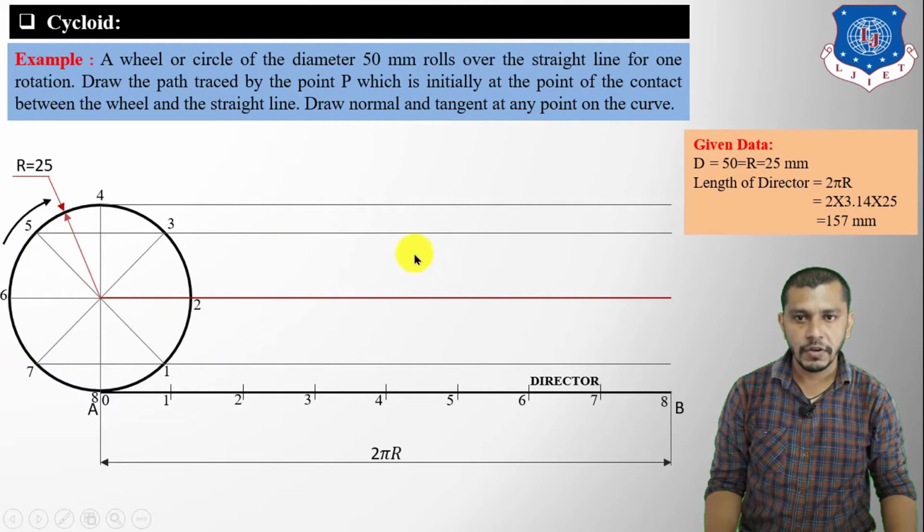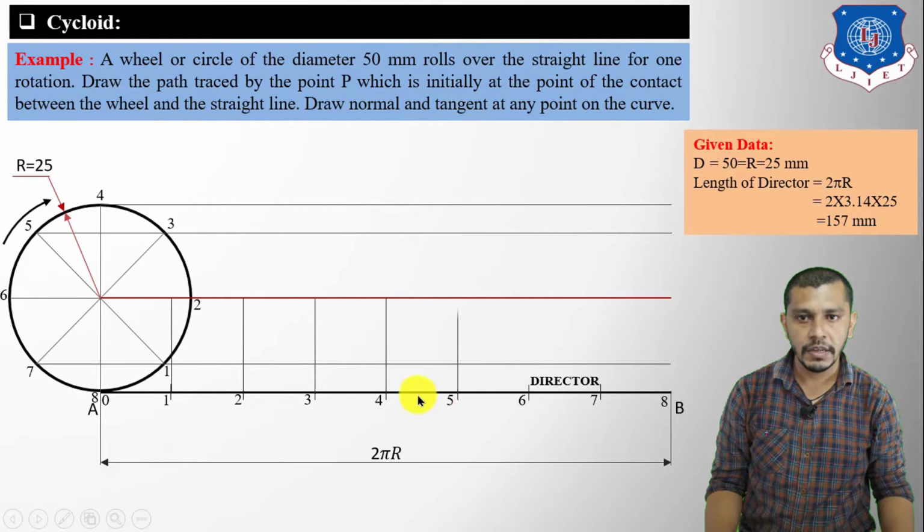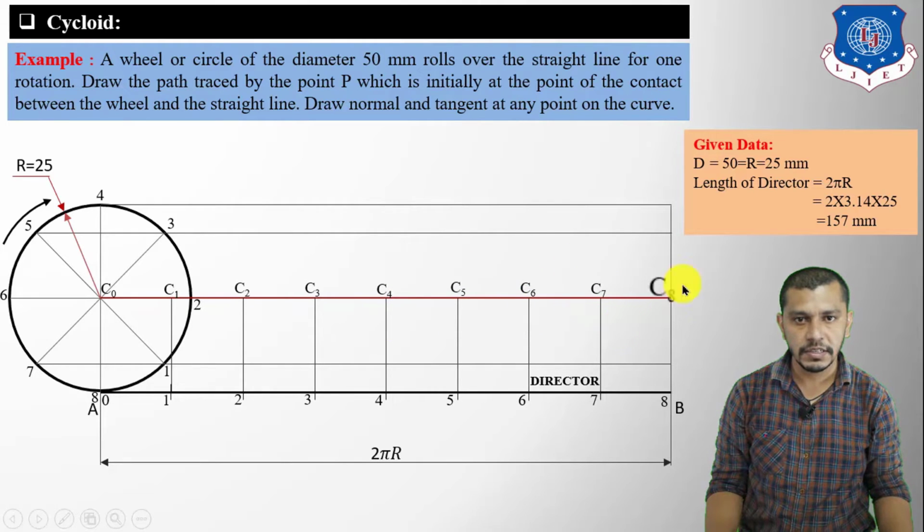Now after drawing these lines, from these divisions of the line, 1, 2, 3, 4, 5, 6, 7, 8, draw lines perpendicular to line AB to get the intersection at the center line. So this will be our C0, C1, C2, C3, C4, C5, C6, C7 and C8. These are the centers of the circle.